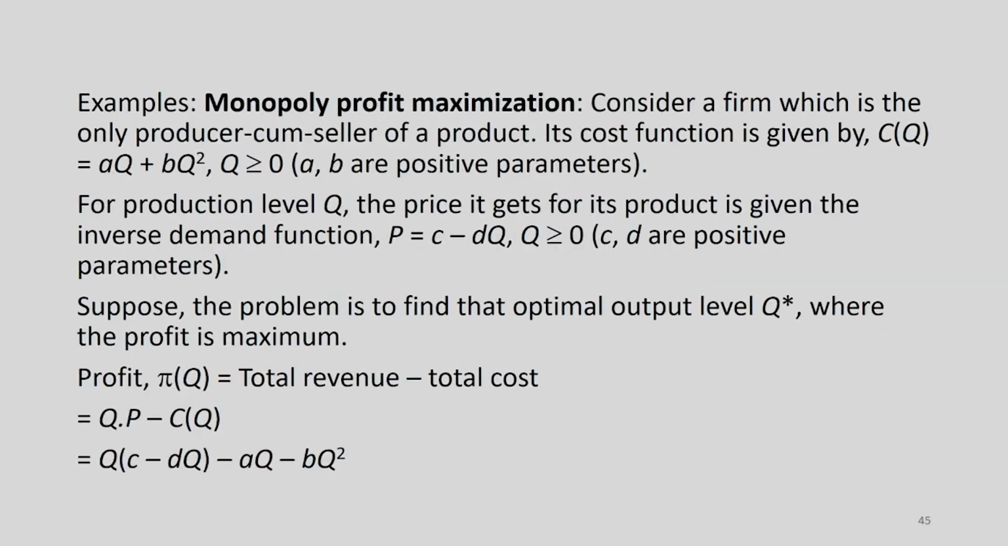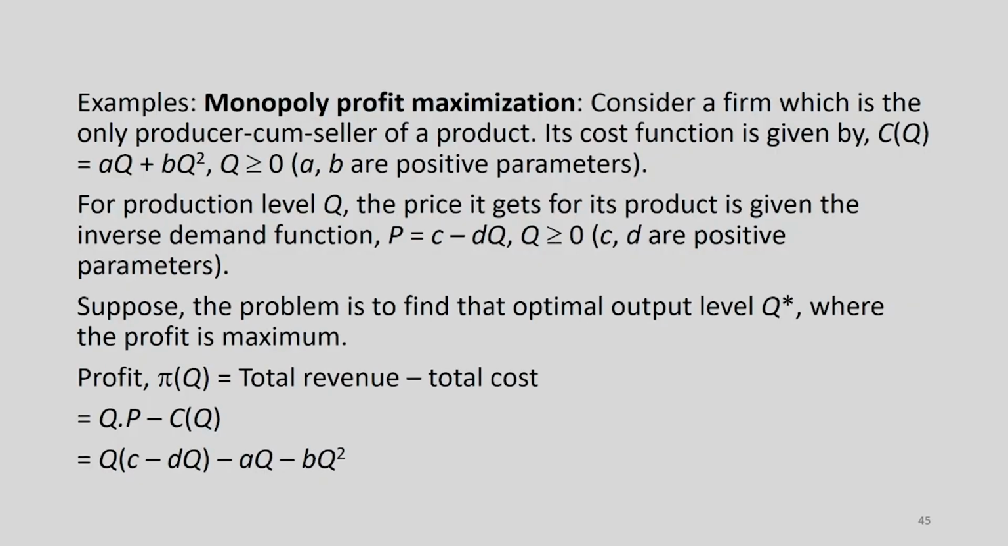This is an example where we use the quadratic functions and try to see where the maximum is occurring or the minimum is occurring. So, this is called the monopoly profit maximization.